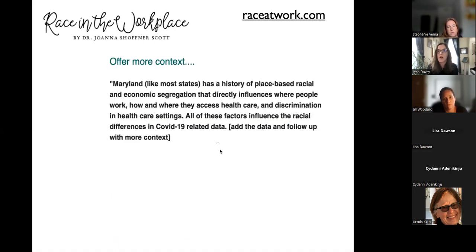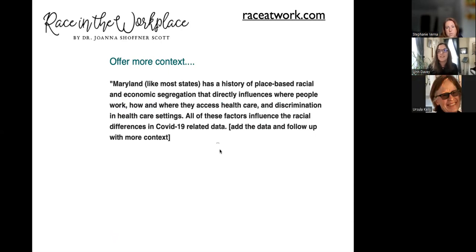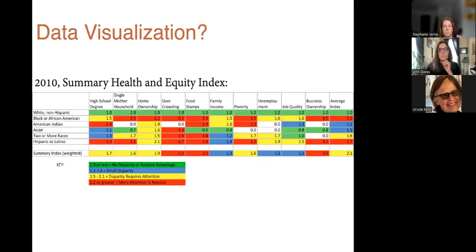So she says, offer more context. What you could say is Maryland, like most states, has a history of place-based racial and economic segregation that influences where people work, how and where they access healthcare, and discrimination in healthcare settings. All of these influence the racial differences in the COVID-19 related data. And then you add the data to follow up and add more context, but don't expect people to connect the dots that you have in your head about this stuff unless you put it on the page.